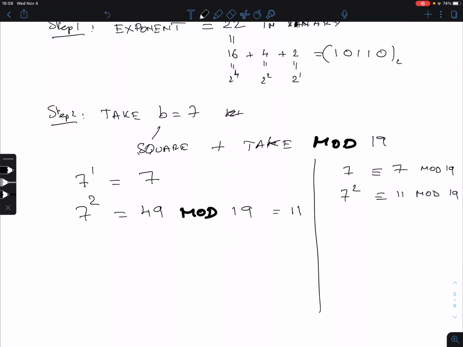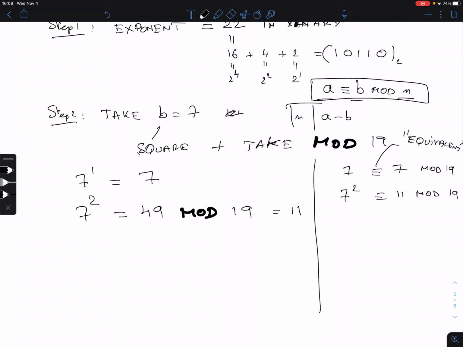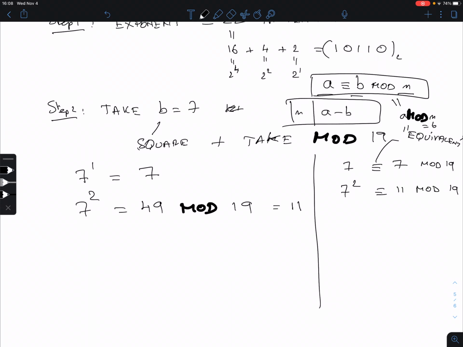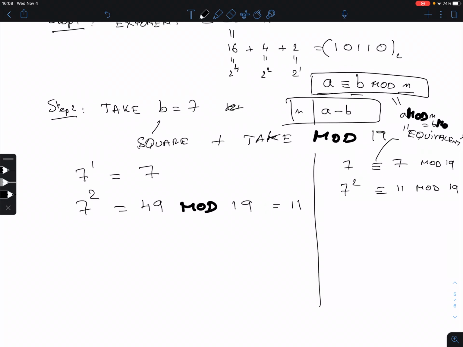This is how you pronounce this. You say equivalent. And I remind you, A is equivalent with B mod n means that they have the same remainder if you divide by n, and another way of saying that is if you subtract them, then they are divisible by n. It also means that A mod n is B mod n. If you take the remainder of A modulo n and the remainder of B modulo n, then they are the same.